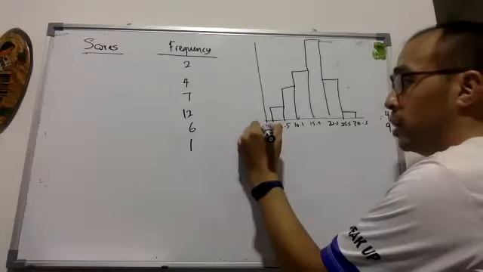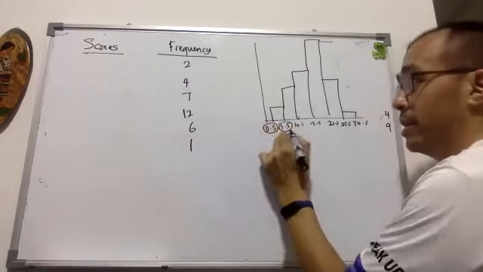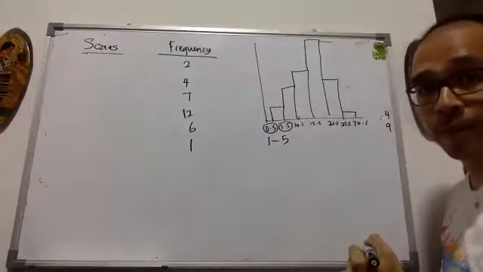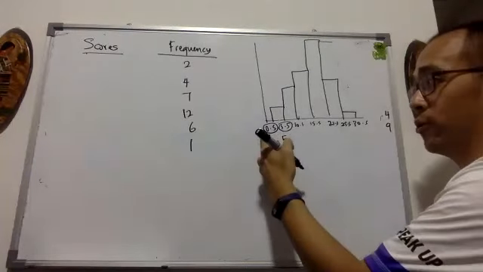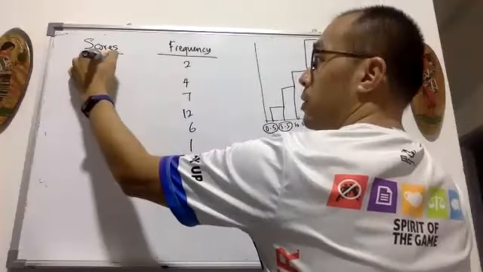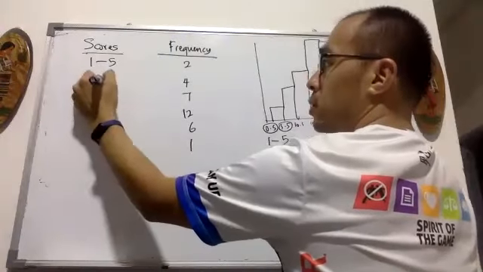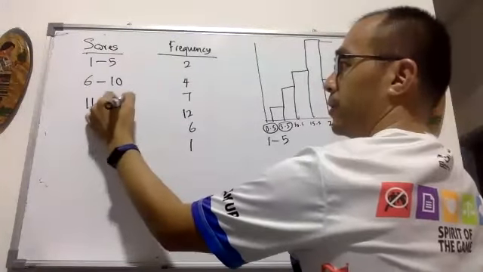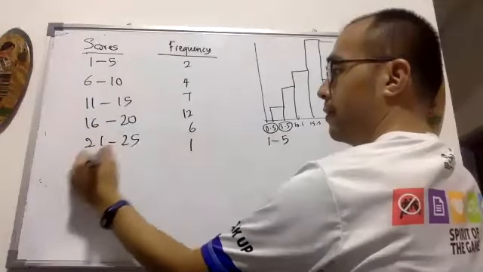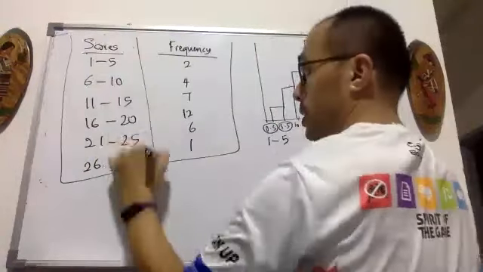If the lower boundary is 0.5 and the upper boundary is 5.5, it means this bar is between 1 to 5, because the lower boundary of 1 is 0.5 and the upper boundary of 5 is 5.5. So this will be 1 to 5. 5.5 to 10.5 will be 6 to 10, then 11 to 15, 16 to 20, 21 to 25, and 26 to 30. So you build the frequency table.